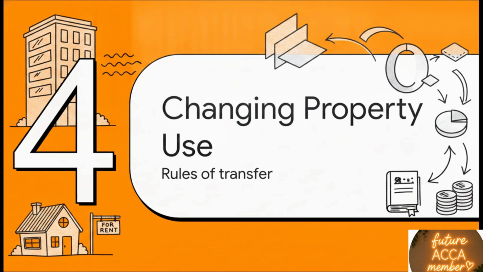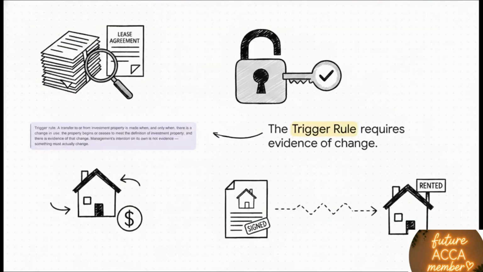Now, we all know businesses change over time. Sometimes a head office gets emptied out and turned into a rental property, or a property under construction is finally completed. Because of this, we need to master the rules for transferring properties between these different accounting standards. Here's the catch. You can only account for a transfer when there is actual hard evidence of a change in use. The trigger rule is vital.